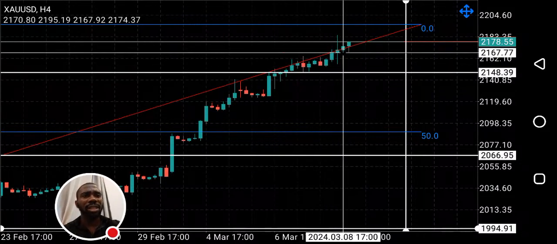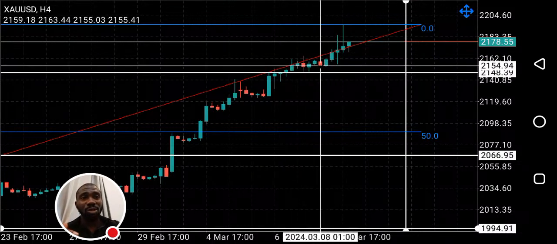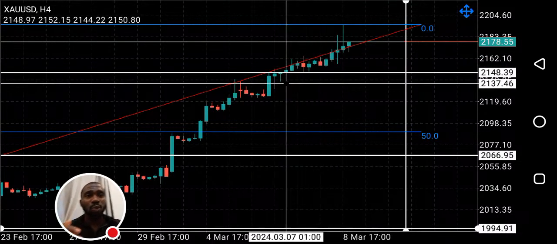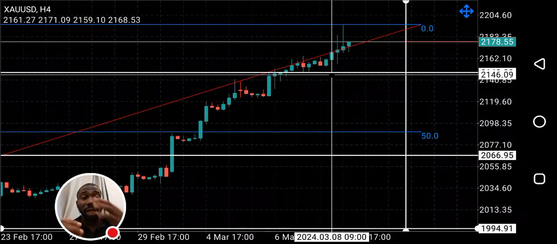This is telling us that the buyers, the bulls, are becoming weaker. They are becoming exhausted. The buying power is beginning to reduce. That's what it means when you begin to see all these weak candlestick patterns. These are weak candles. This tells us that the buyers are becoming weaker, so we should be looking for sell opportunities.